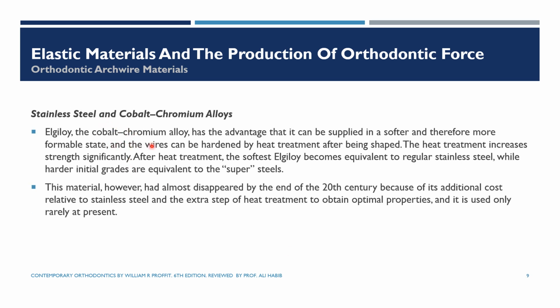The cobalt chromium, called Elgiloy alloy, has the advantage that it can be supplied, as I said, in a softer and therefore more formable state. So you can form or bend the wire the way you want, and then the wire can be hardened by heat treatment after being shaped. The heat treatment significantly increases the strength of the wire and makes it equivalent to stainless steel wire. Nowadays, unfortunately, this material has disappeared from the market, and I don't see it that often except those straight wires that we use for wire bending exercise.